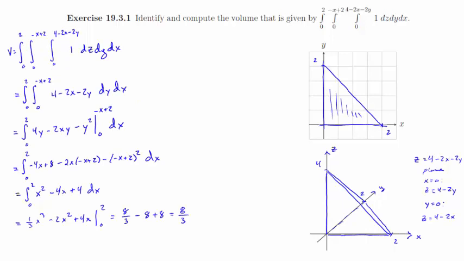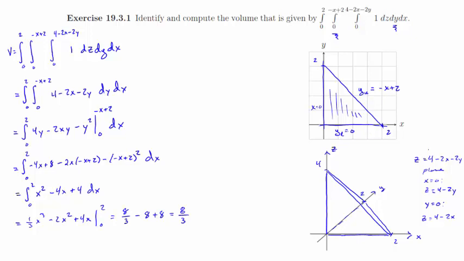Okay, so the key thing here is in the y direction we're going from y equals 0, which here we have as the y lower bound, and then the y upper bound equals negative x plus 2. And in the x direction we're going from x equals 0 to x equals 2 at this corner here. So we're looking at this region in the xy plane.